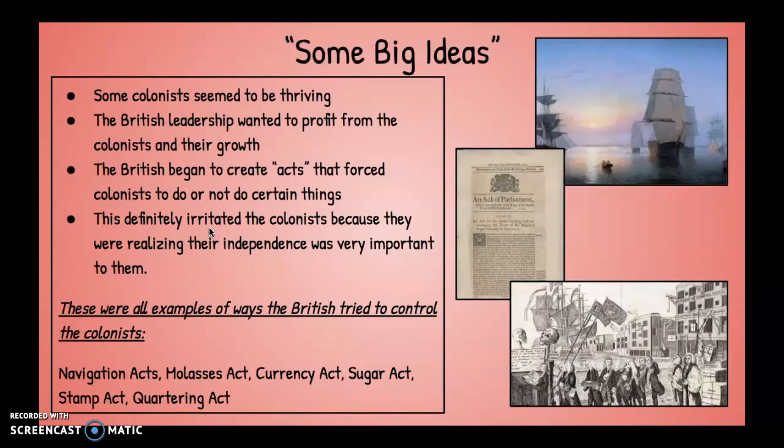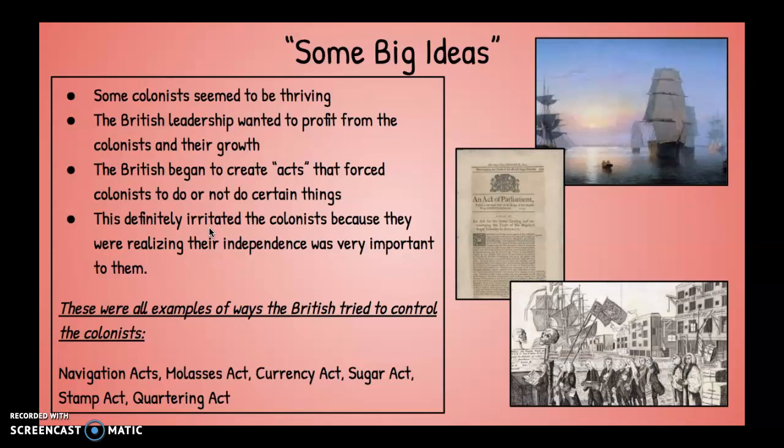Some big ideas. So we realized that some colonists seemed to be thriving. The British leadership saw that thriving and wanted to profit from the colonists and their growth. You might remember throughout research that the British were having to pay back some war debts, and they said, ooh, if we can tax the colonists, we can get that money and pay off some of our debt.